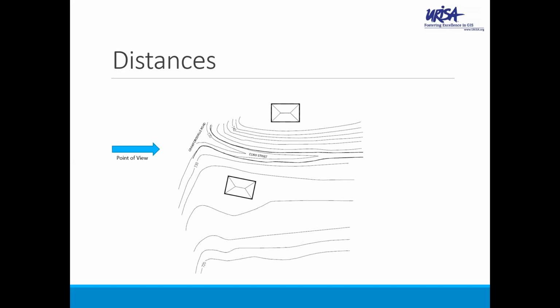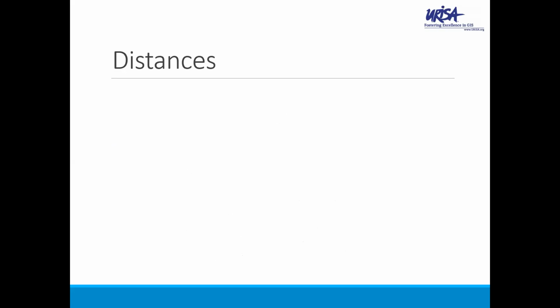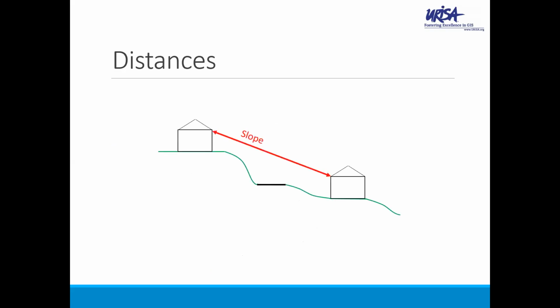If we look at a cross-sectional view of our contour map from the left, and noting those index contours, we see a 740, a 730, and then a 720 down towards the bottom. Looking at this cross-section from the left, we see the house up on top. We see the house on the right, and all of a sudden, now we can start talking about distances. We could say a direct distance would be the slope distance. But we may be more concerned about a horizontal distance or vertical difference.